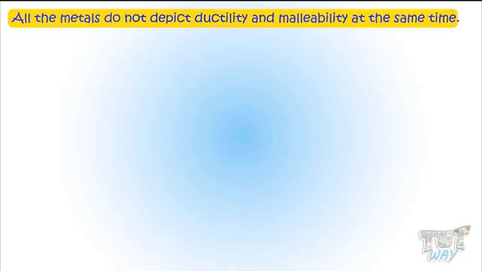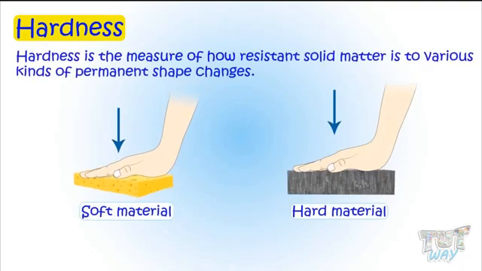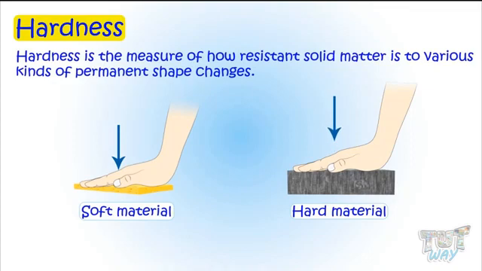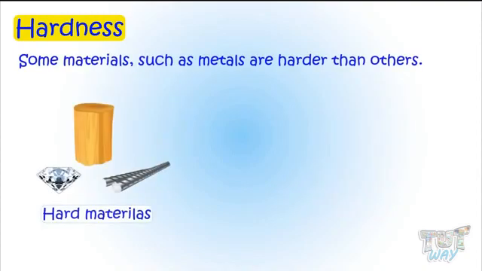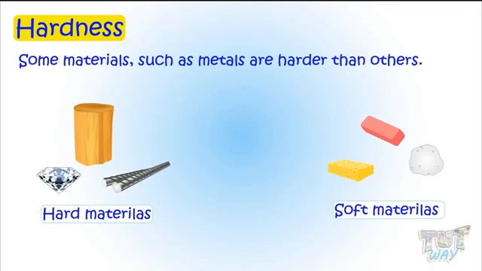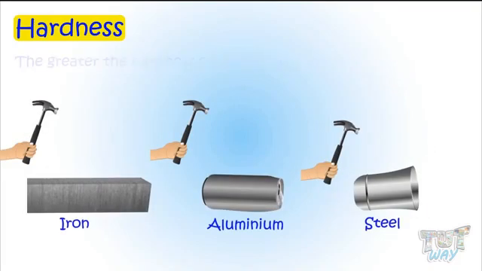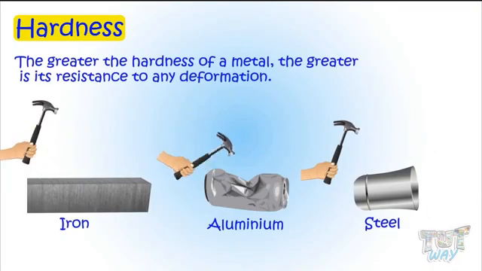Now let's learn another property of matter, which is hardness. Hardness is the measure of how resistant solid matter is to various kinds of permanent shape changes. Some materials, such as metal, are harder than others. The greater the hardness of the metal, the greater is its resistance to any deformation.